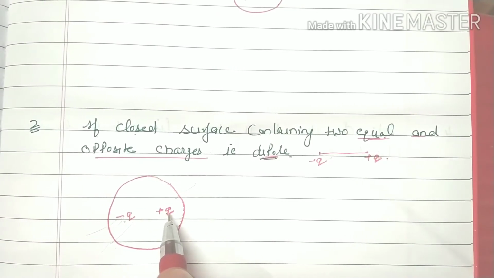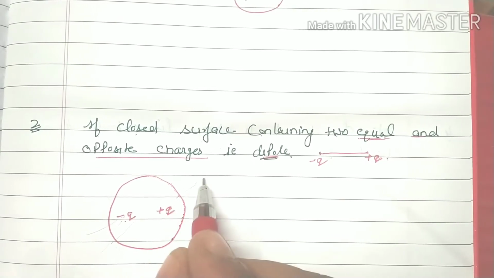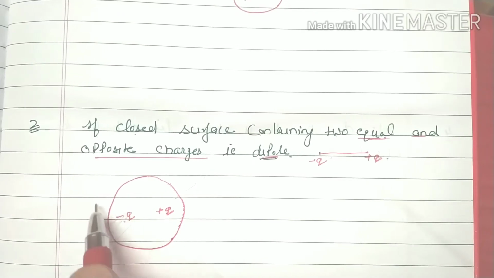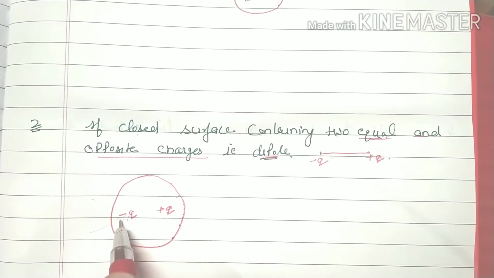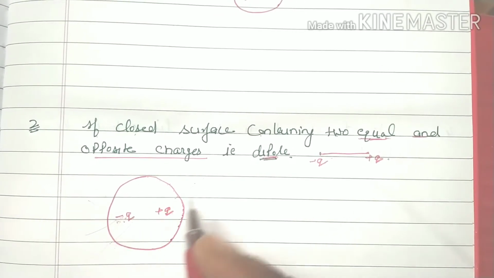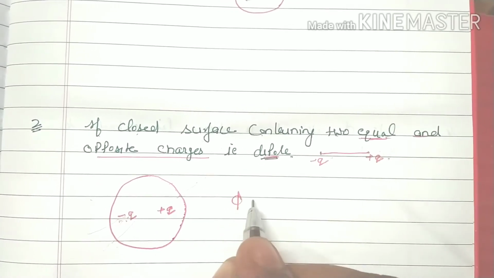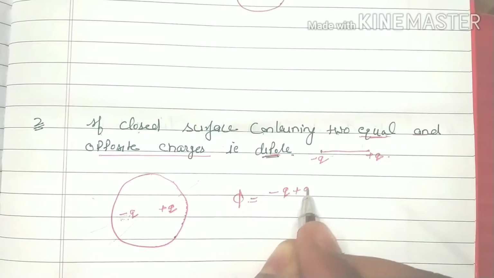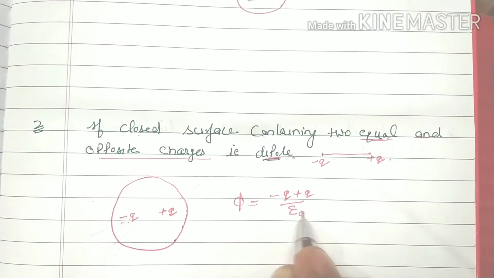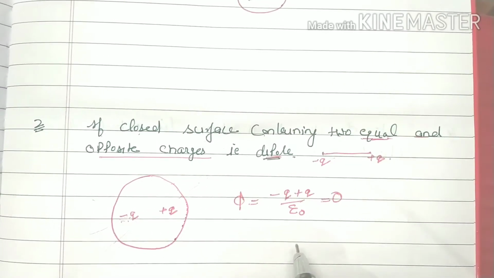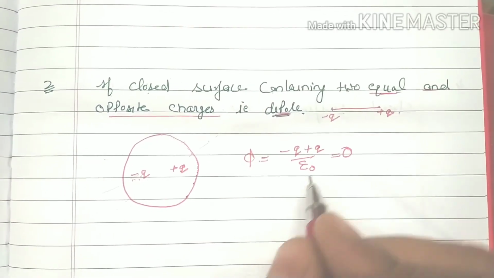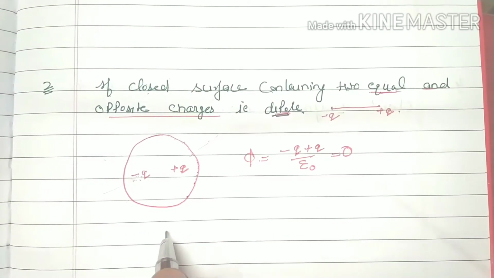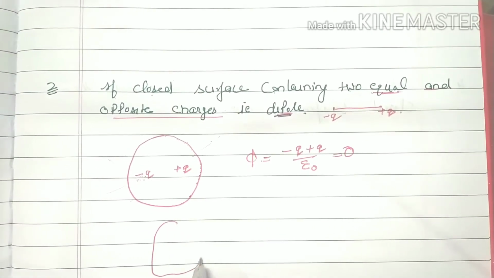So net electric flux is equal to 0. The number of electric field lines going outside is equal to the number of electric lines coming inside. The net electric flux is equal to 0. You see, phi is equal to net charge, minus Q plus Q, divided by epsilon naught, that is equal to 0.